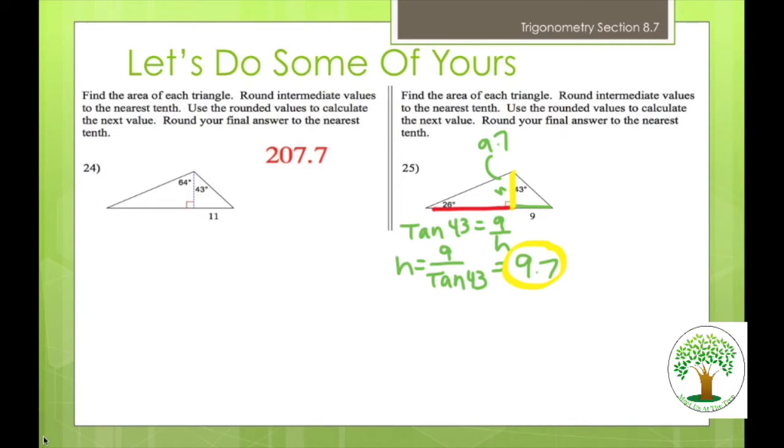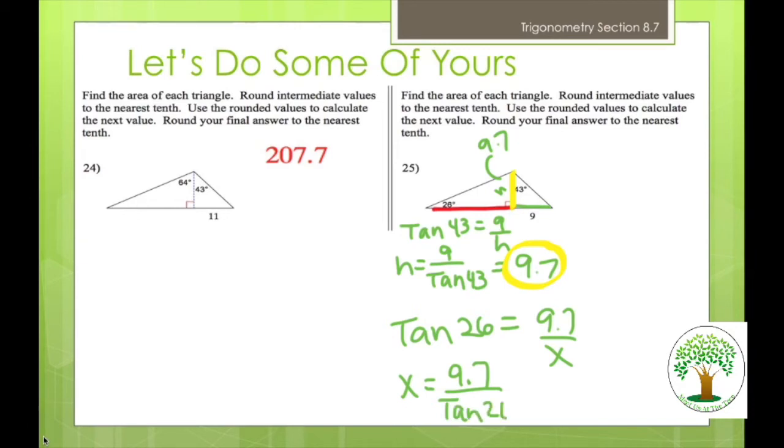We have a 26, and we're looking for the red. So tangent 26 equals what over what? 9.7 over x. Ooh, we can just flip it again, right? That's right. X is going to be 9.7 over tangent 26. 19.9. Two people confirm. Okay.